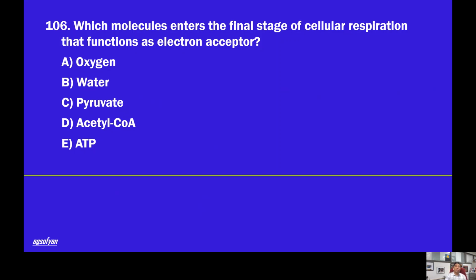106. Which molecule entering the final stage of cellular respiration functions as the electron acceptor? Oxygen, water, pyruvate, acetyl CoA, or ATP? Choose your answer. Yes, the answer is oxygen. So oxygen enters the last reaction, which is the electron transport chain.